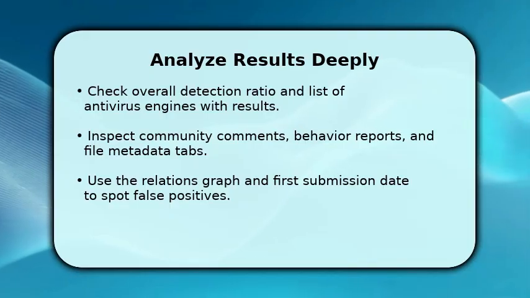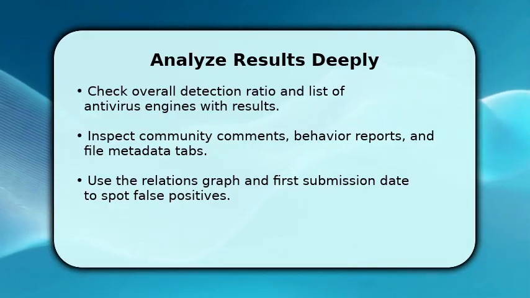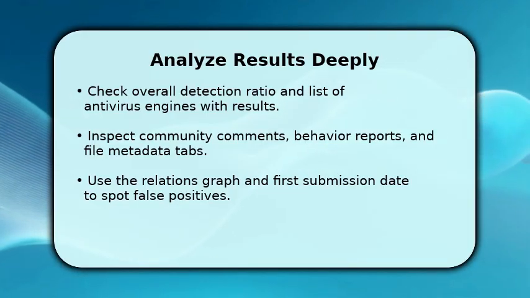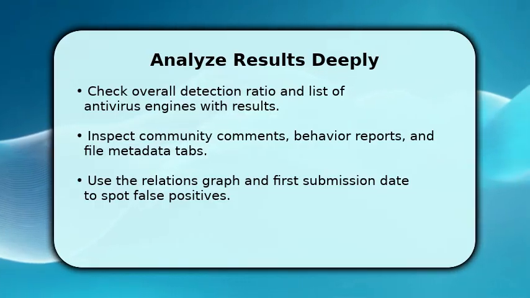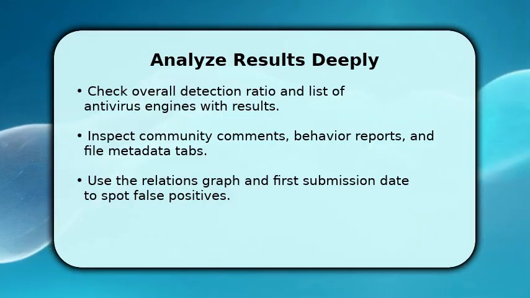Once the scan completes, look at the detection ratio at the top to get a quick yes or no signal, but do not stop there. Scroll through individual engine outputs to spot consistent patterns. Engines disagree sometimes. Then open Metadata, Behavior, and Community tabs to see file size, signatures, process traces, and user notes. These explain how a verdict was reached.